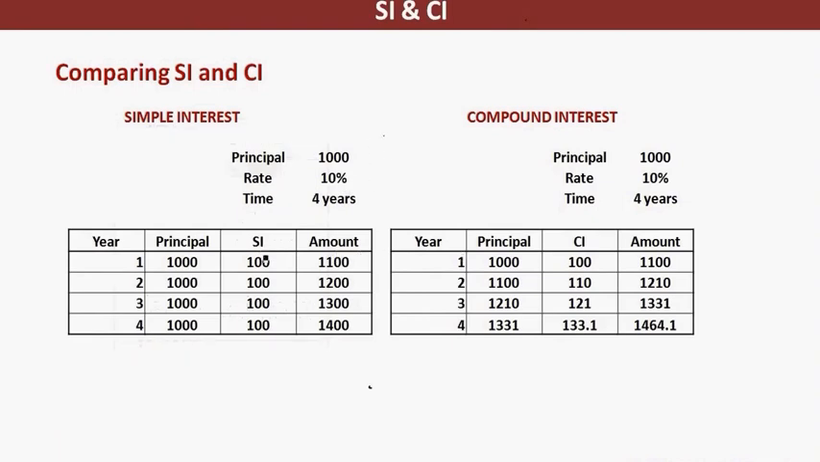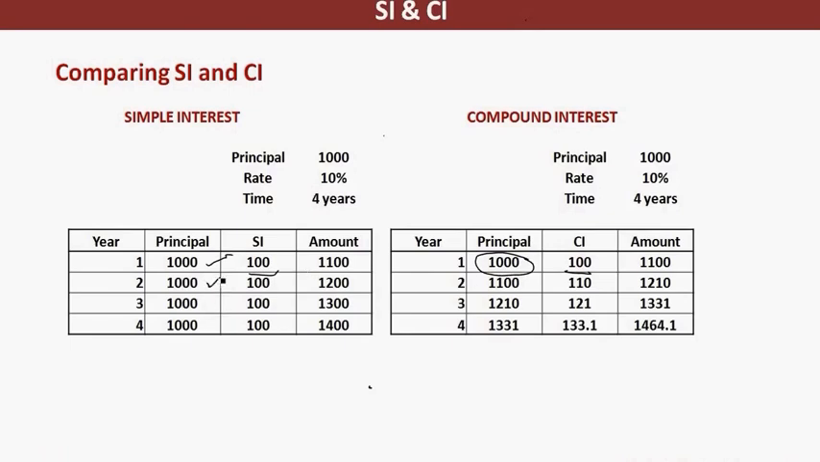Now if I compare both cases in one window, the principal in the first year remains the same. So if I calculate the simple interest or compound interest for the first year, it will come out the same. Reason being, the initial amount invested in both cases is 1,000. So if you invest for 1 year, whether at SI or at CI, it does not make a difference.